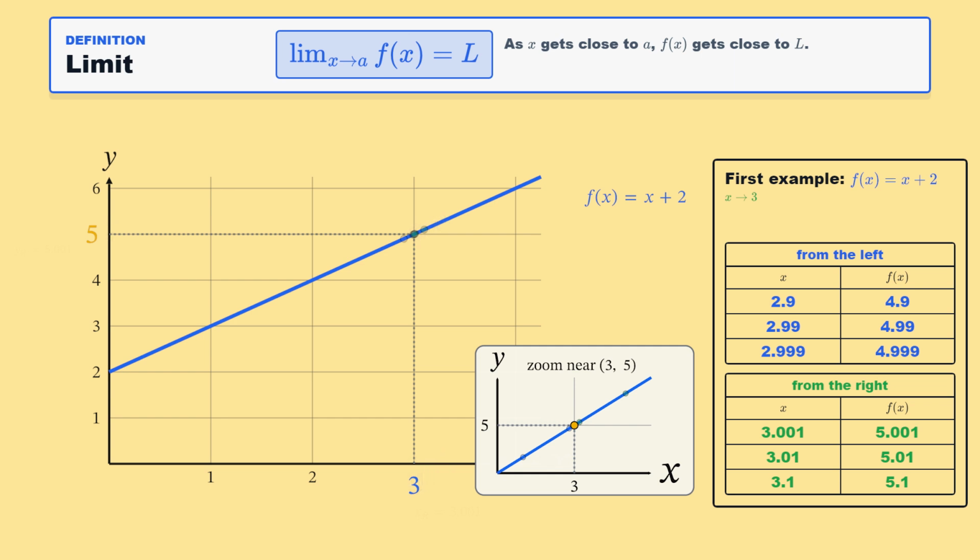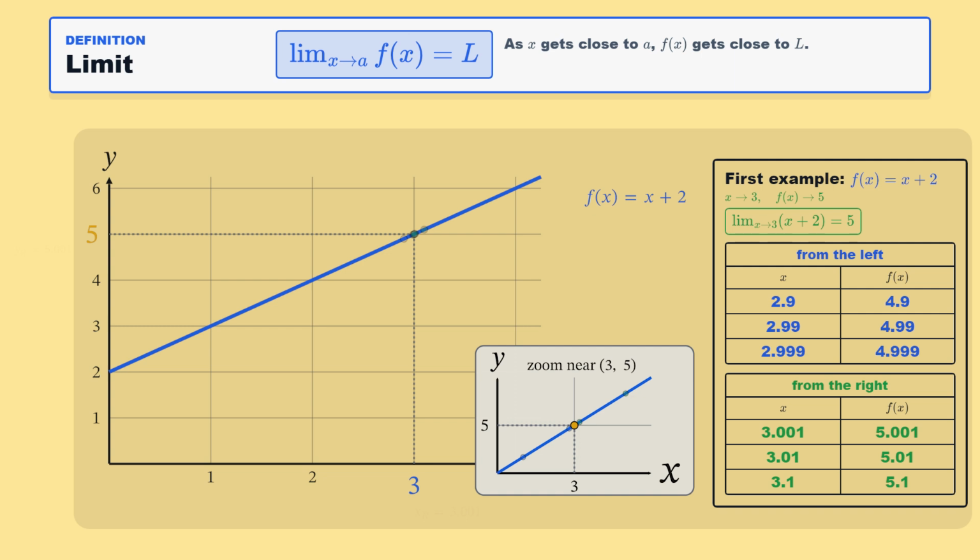So what do you notice? From the left and the right side of x equals 3, our y values are getting closer and closer to 5. So we say the limit as x approaches 3 of x plus 2 is equal to 5. Now, in this particular example, we could also plug 3 into our function and just get 5. But limits are not always that simple.